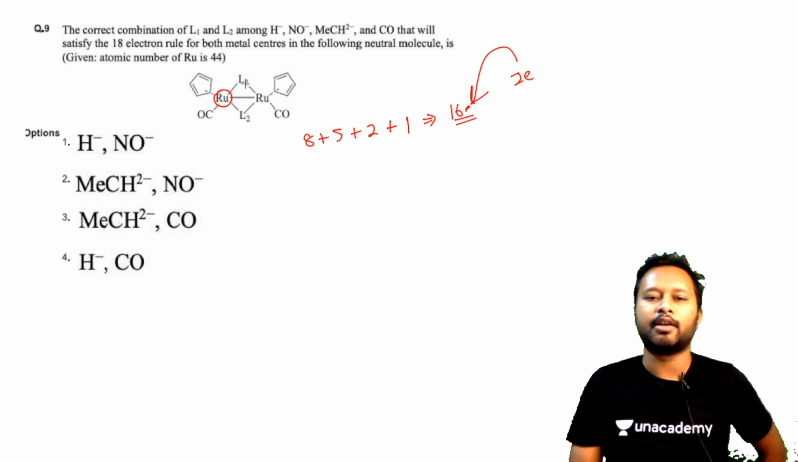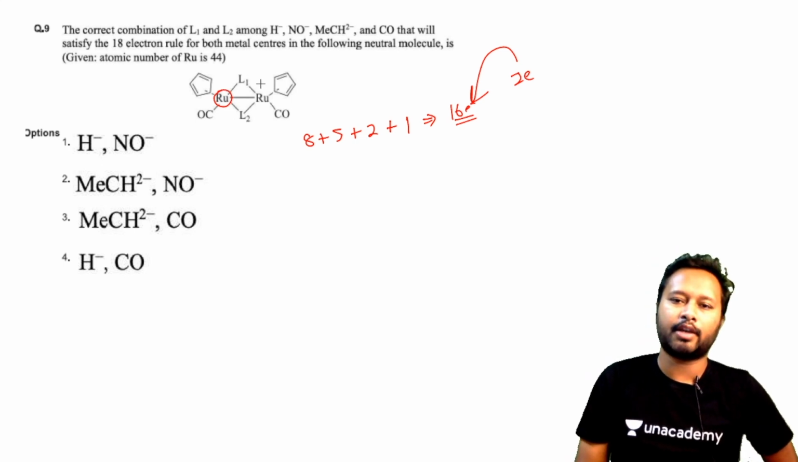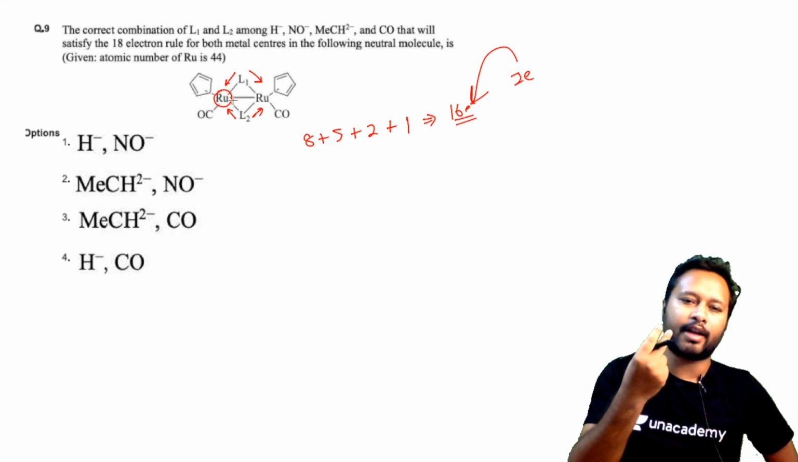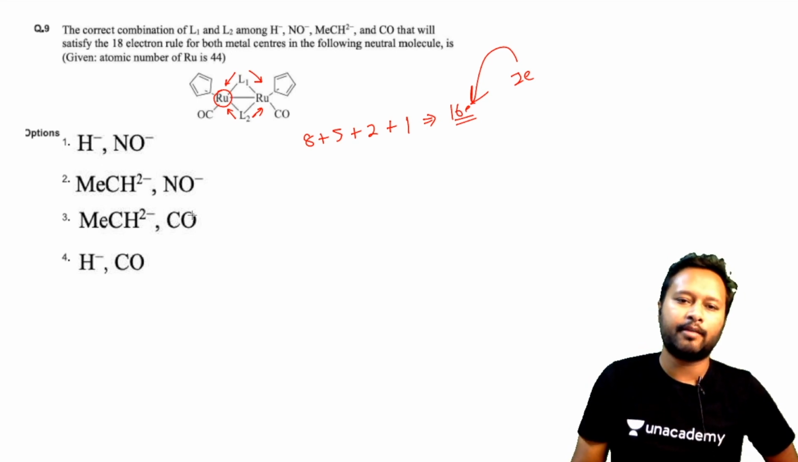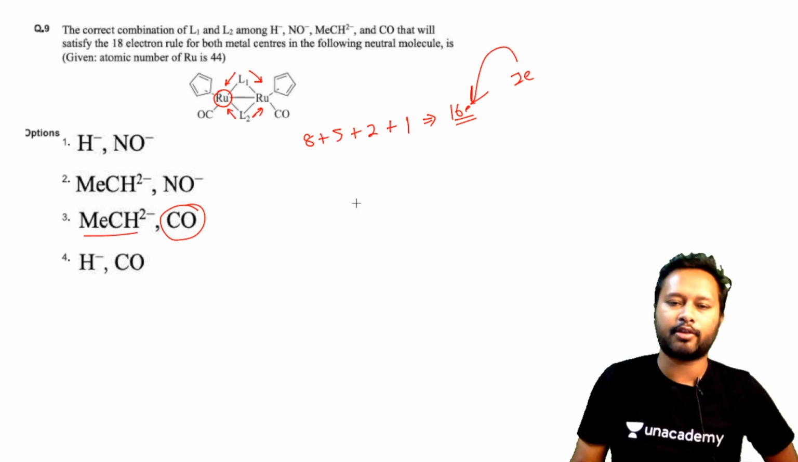So that means the ligand should be able to give 1 electron this side and 1 this side, and this one also 1 this side and 1 this side. Means you need both the ligands to be at least 2 electron donors, and those are carbonyl ligand, which is 2 electron donor, and MeCH2 minus is also a 2 electron donor.